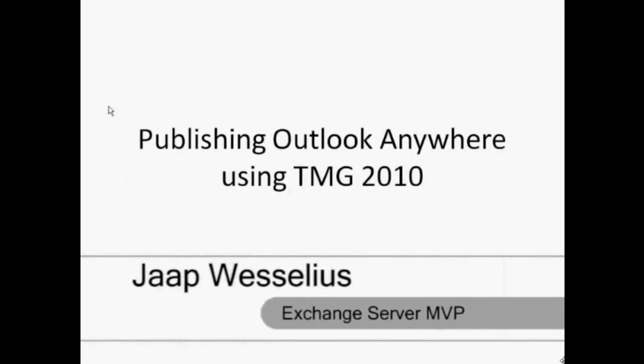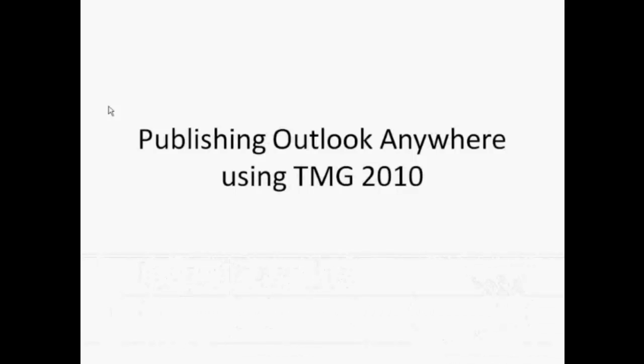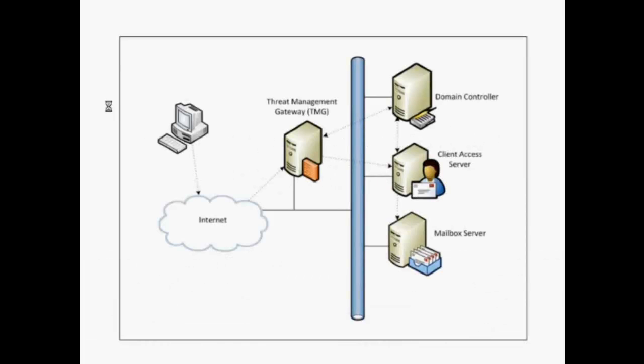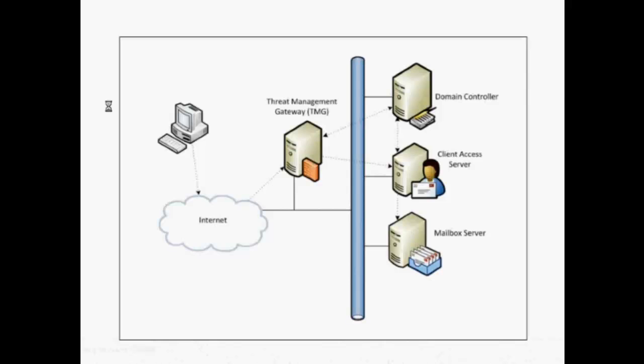My name is Jaap Veselius. In this presentation I'm going to show you how to publish Outlook Anywhere using Threat Management Gateway 2010. In my previous presentation I showed you how to publish Outlook Web App using TMG 2010. A web client connected using the internet to the Threat Management Gateway was authenticated, and then the request was handed over to the client access server.